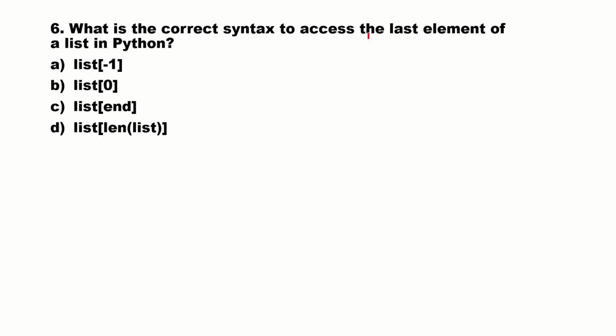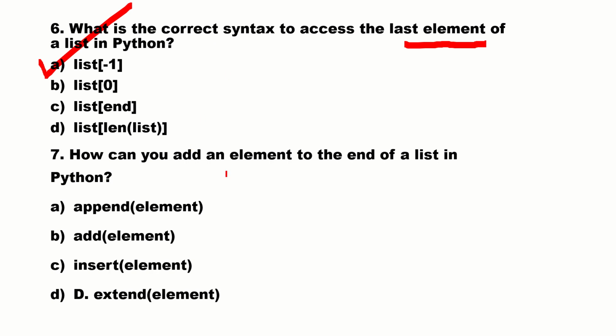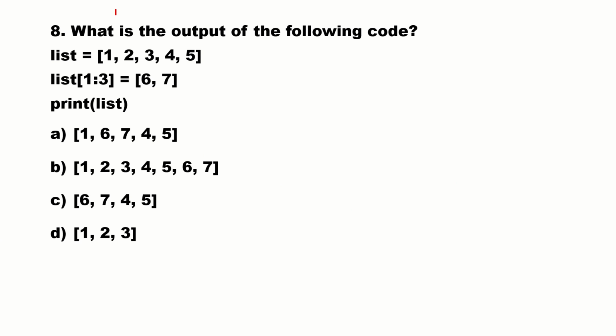Okay. What is the correct syntax to access the last element? I have already told you, the last element uses backward indexing. So how can you access this? List[-1]. -1 means the last element of a list. How can you add an element to the end of a list in Python? This is already explained. Adding an element to the end of a list is done using the append method.